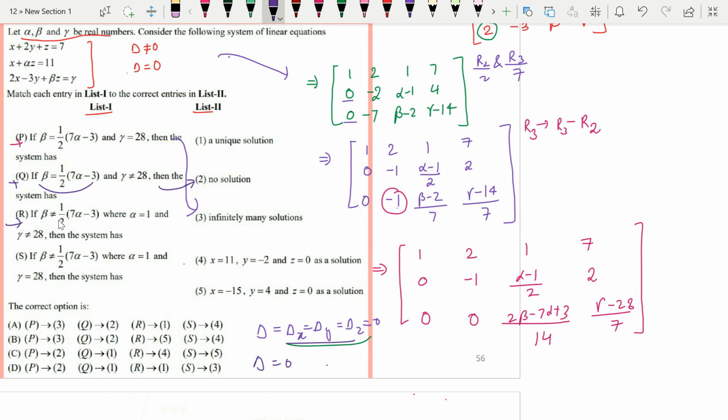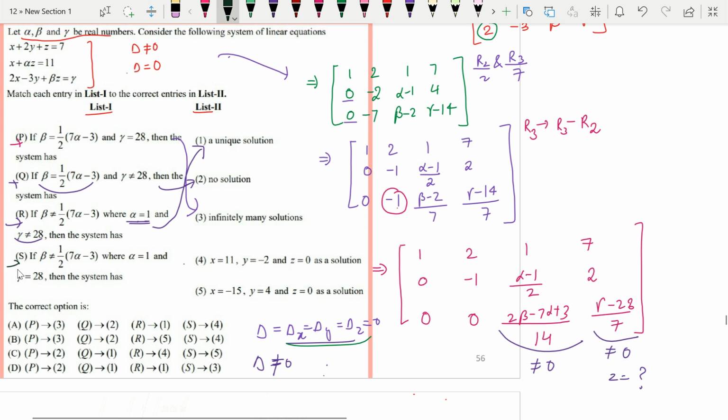Look at the third option. It says that beta is not this, so again this is not 0. They're saying gamma is not 28, so this is also not 0. That means the determinant is not 0, so definitely you are going to have a unique solution. Since this is also not 0, I need to know what my gamma is, and only then will I figure out what z is. So I know it has a unique solution, but I don't know what it is, even though alpha is given to be 1. I'm just going to say that it has a unique solution.